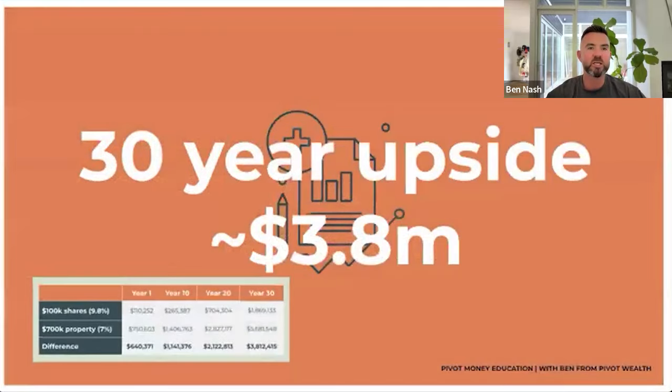But you see that for a few $1,000s here, over 30 years there's $3.8 million of benefit on a very, very basic borrowing strategy of $700,000 of property, which you could seriously have a lot higher than that.